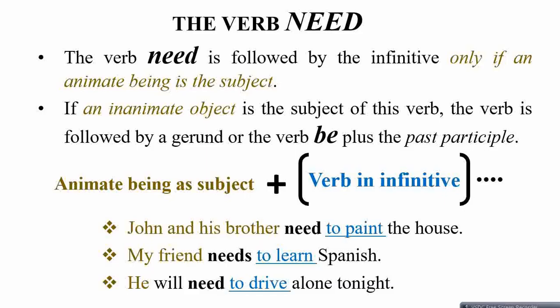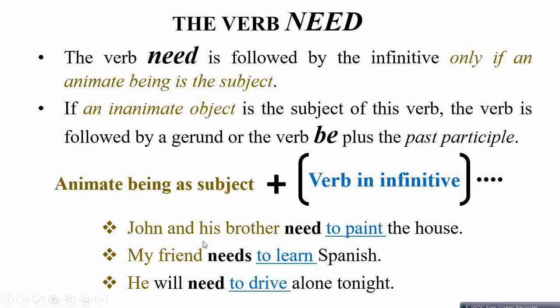The verb need is followed by the infinitive verb if your subject is an animate object. An animate being means something which is alive, something which can breathe, something having a soul or spirit. So if an animate object is the subject of your sentence, the formula will be an animate subject followed by a verb in the infinitive.